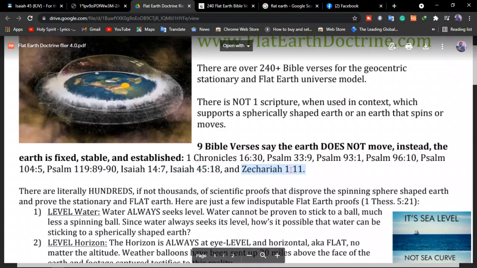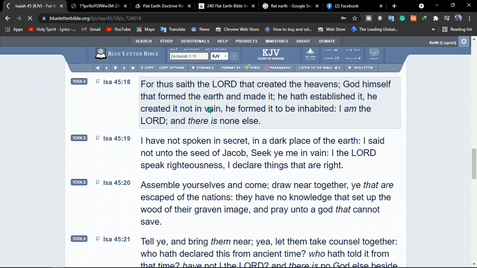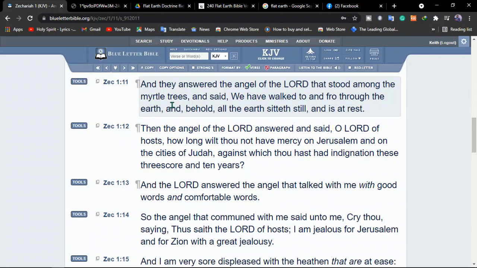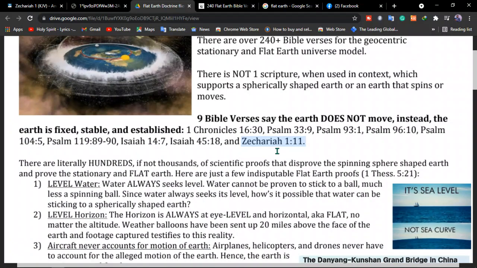Zechariah 1 verse 11. Let's see. And they answered the angel of the Lord that stood among the myrtle trees and said, we have walked to and fro through the earth, and behold, all the earth sitteth still and is at rest. Are you seeing this one? The earth sitteth still and is at rest. It has stood and is not moving, is not going anywhere. Does this tell you about the earth? Are you getting the point here?